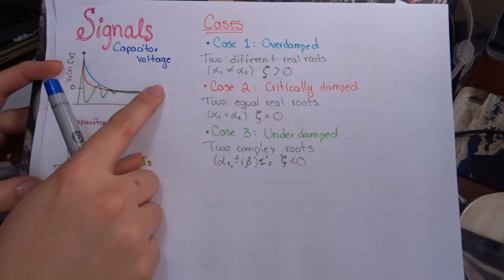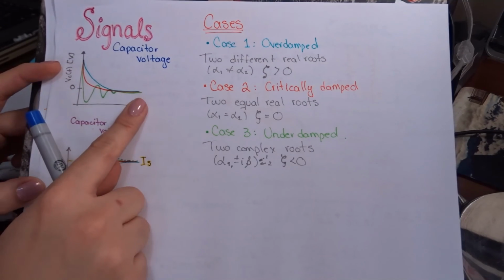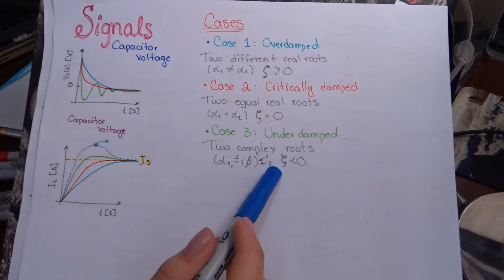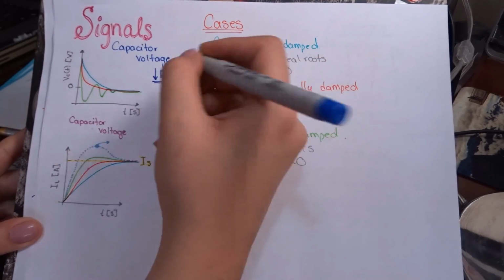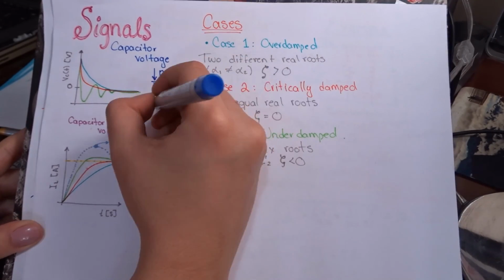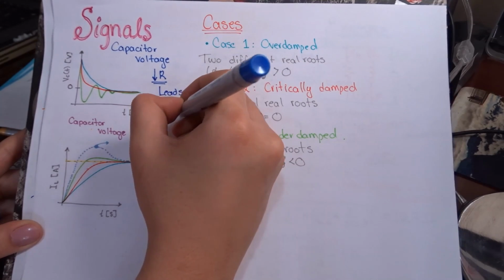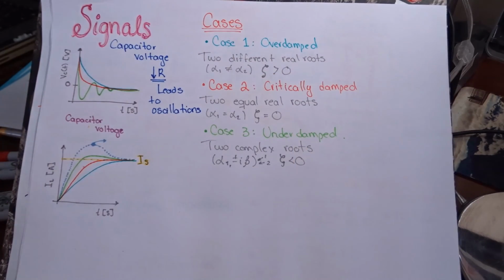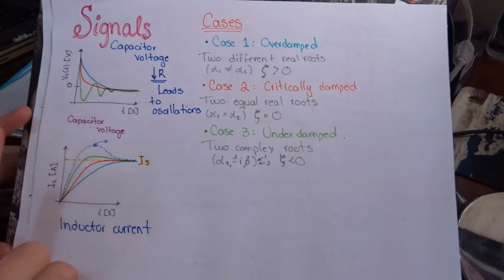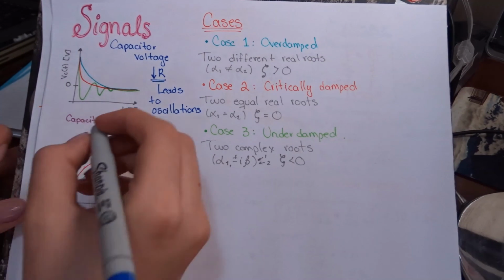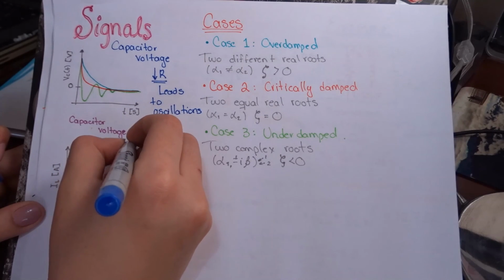Here we have the graphic representation of the signals. As we can see, underdamped has some oscillations. This is because the decrease in resistance leads to oscillations. Finally, we can analyze the inductor current. As we can see, there is like a peak. In the underdamped case, we can calculate the overshoot at this point.